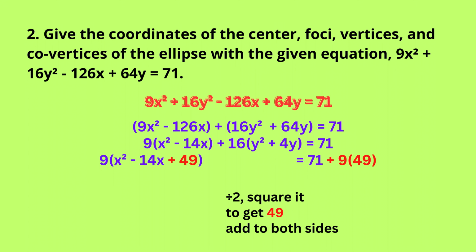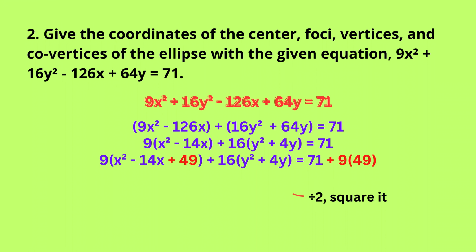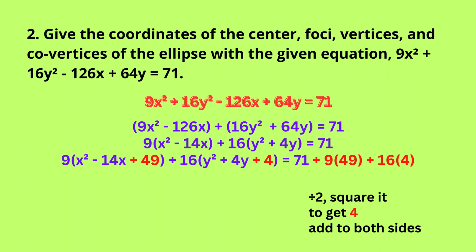Next, perform completing the square on y squared plus 4y also. Divide 4 by 2, which is 2, then square it to get 4. Add 4 after 4y, and add 16 times 4 on the right side of the equation as well.